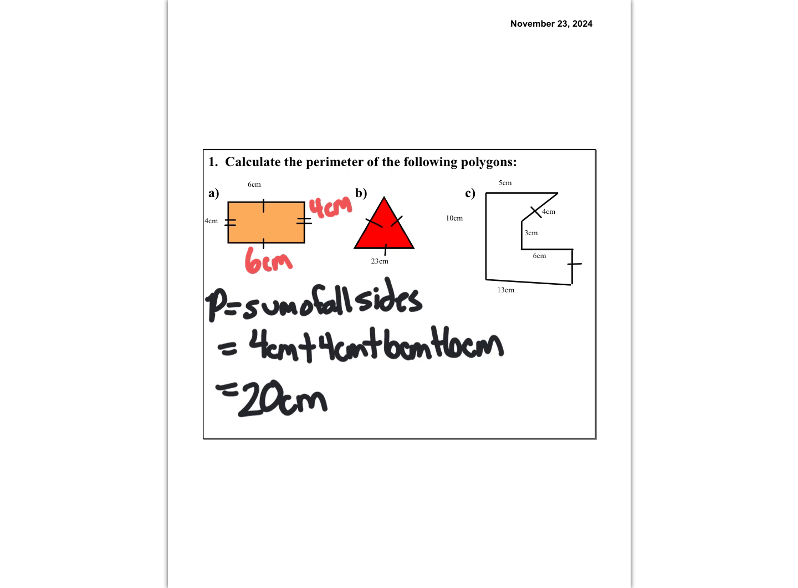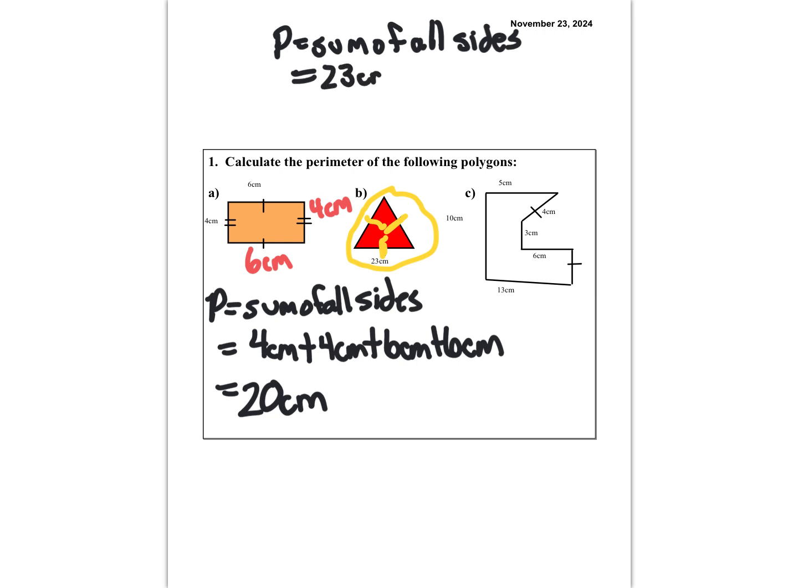Now, if we look at this next shape right here, you'll notice that we have 3 hash marks, 1, 2, and 3. And that would signify the fact that we're dealing with an equilateral triangle. So if we were to write this, we could do P equals sum of all sides. And it would be 23 centimeters plus 23 centimeters plus 23 centimeters, which will give us 69 centimeters.